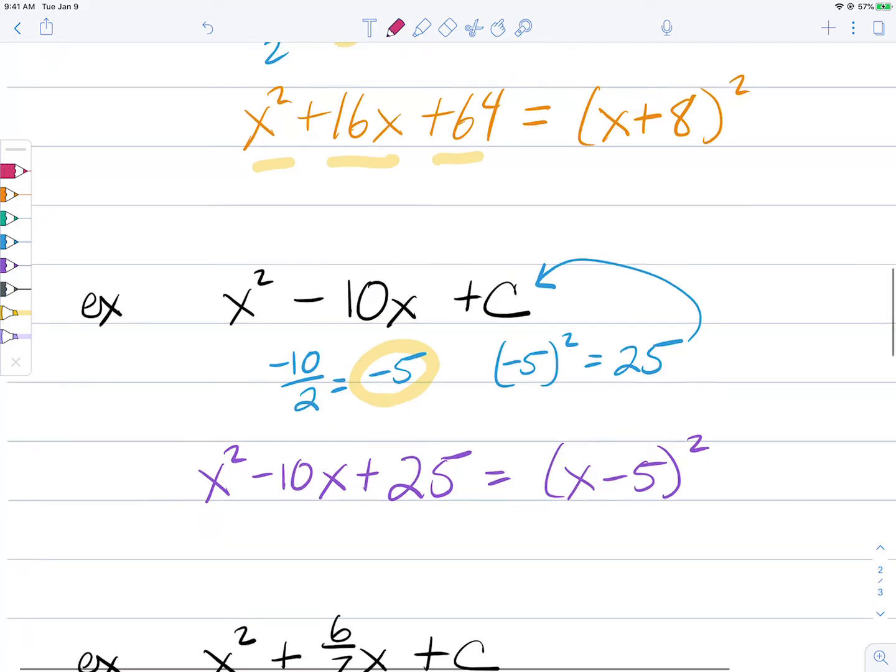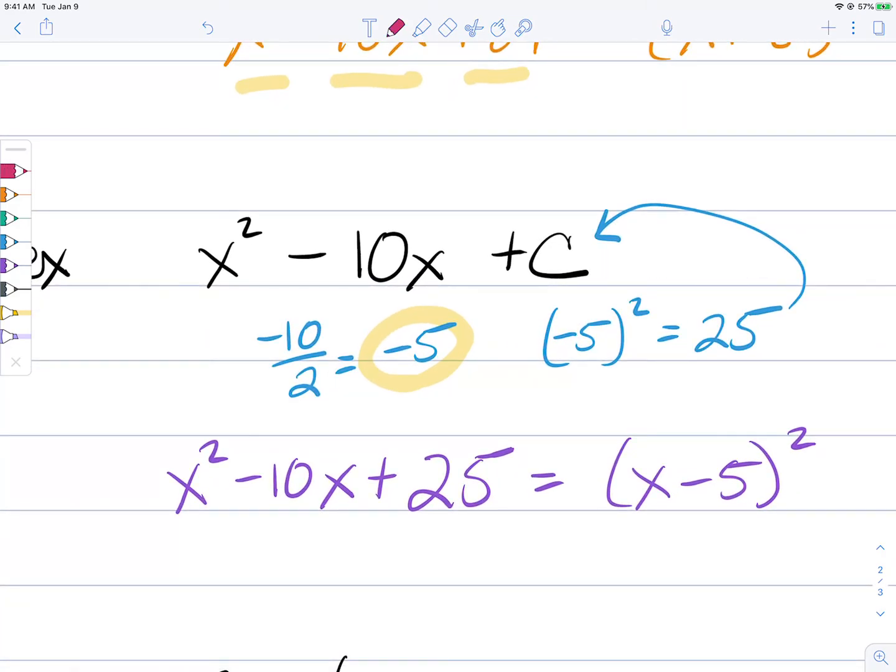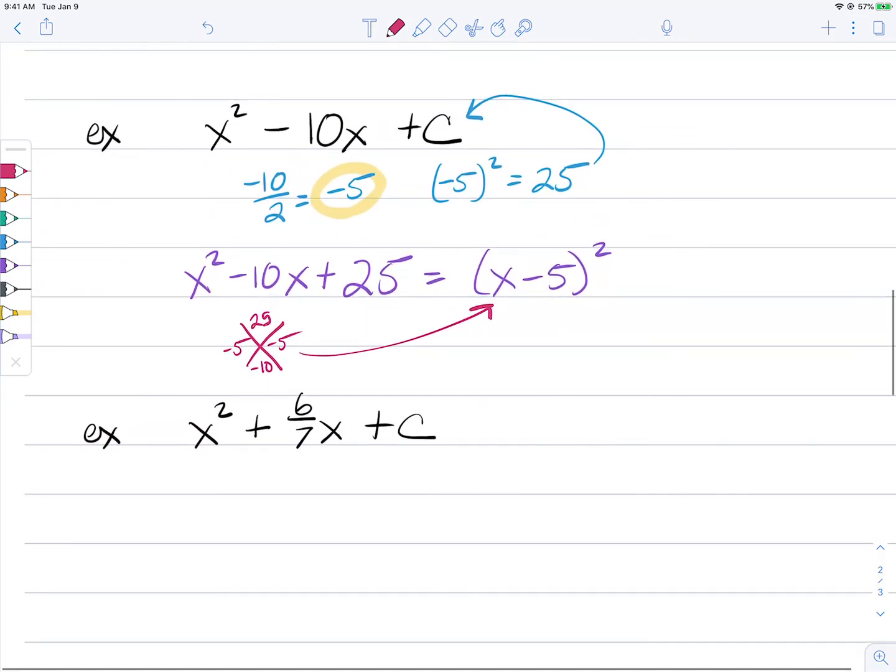You might remember factoring a trinomial where x squared is by itself back in Algebra 1. You do a diamond problem and try to find what two numbers multiply to 25 and add to negative 10. That happens to be negative 5 and negative 5, which also gets you that answer. Okay, let's try one more.